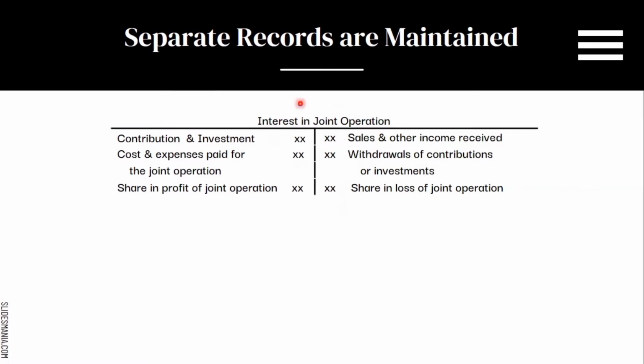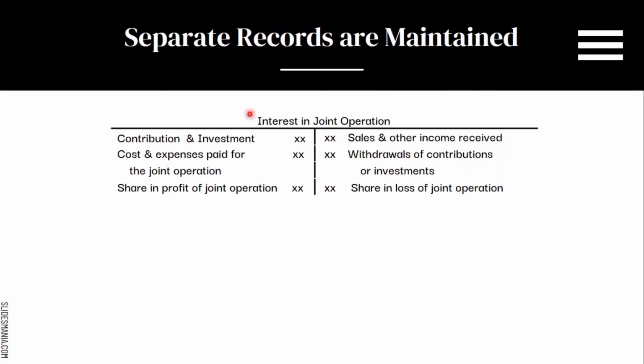So, interest in a joint operation. Ang nature nito, para siyang investment. Pag kayo ay nagkaroon ng contribution and investment, nasa debit po yan. Tapos, pag kayo ay nagkaroon ng costs and expenses paid for the joint operation, debit. At pag ang share nyo ay profit, debit side. Pero pag share in loss in a joint operation, credit side po yan. Tapos, sale and other income received, credit side din yan. Withdrawals of contribution or investment, nasa credit side din.